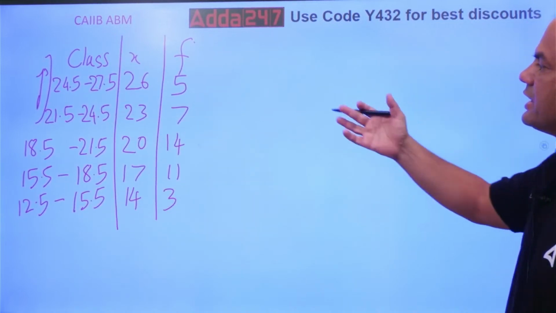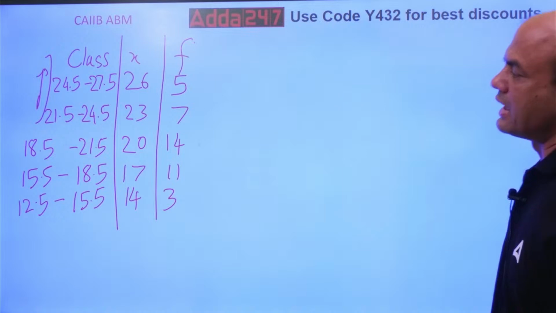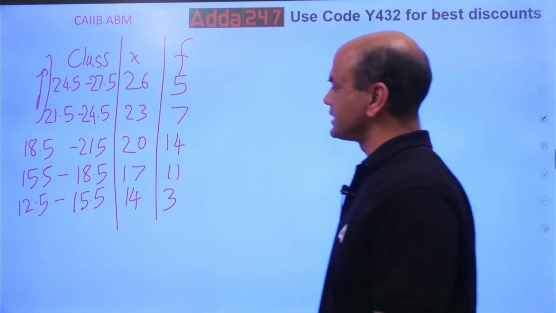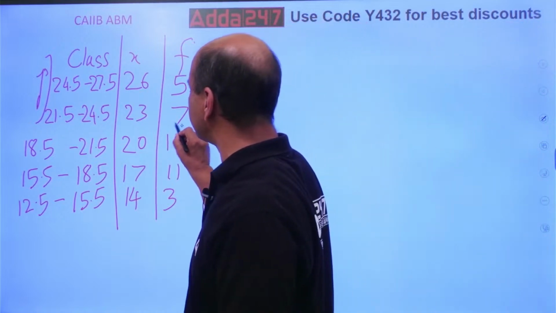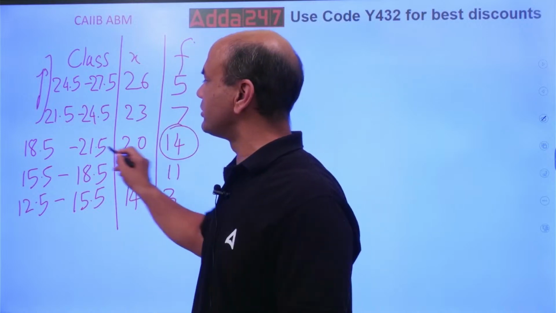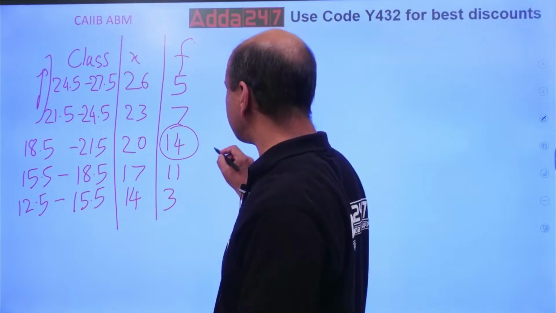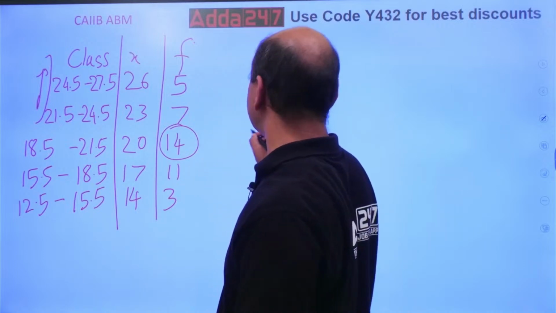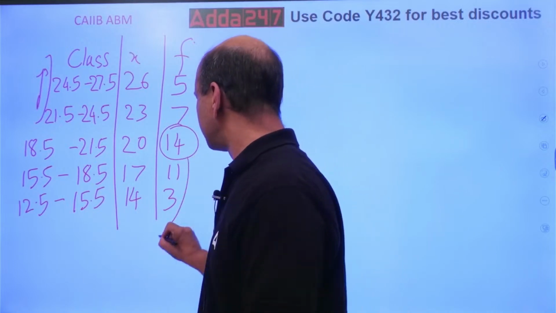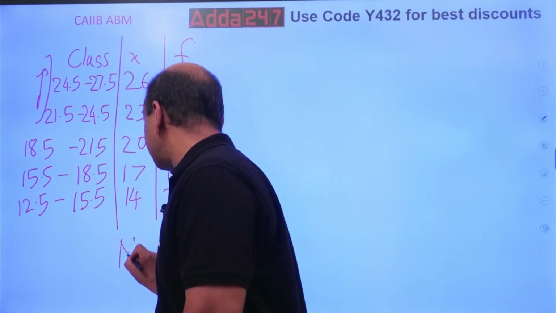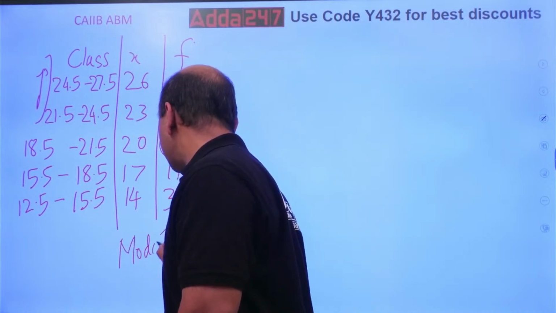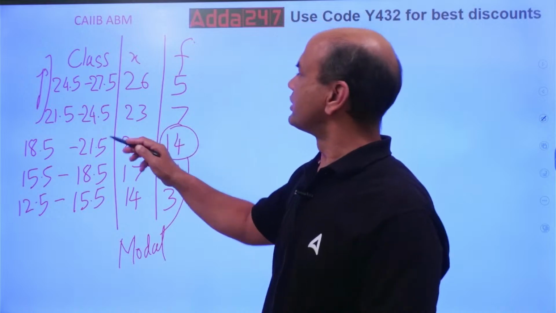This fresh slide let's bring in. So that class which has the highest frequency, which class has the highest frequency? 14. So this is my modal class. This becomes my modal class. I'll write it. Should I write it over here? But then there will be a problem for the space. Modal class. Okay. So now you got this.